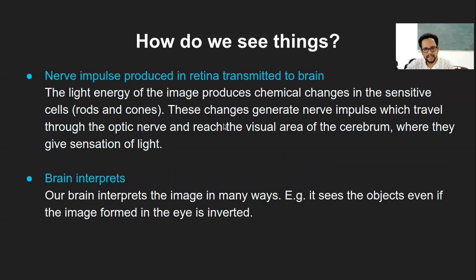Then the next thing that happens in this seeing of things is the nerve impulse that is produced in the retina is transmitted to the brain. So light rays have a certain amount of energy, so they will cause the excitation of these cone cells or rod cells depending on whether it's a color light, bright light, dim light, or whatsoever. So light energy of the image produces chemical changes in the sensitive cells or sensory cells, that is the rod cells and cone cells, and then these changes will generate a nerve impulse.